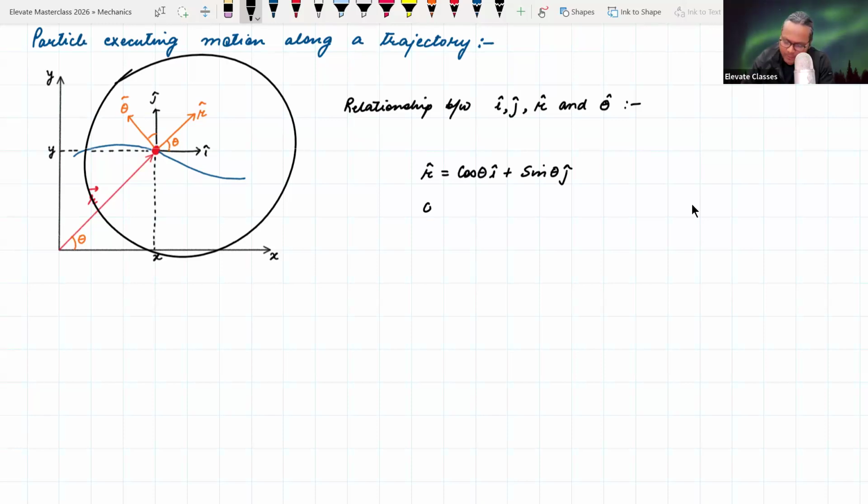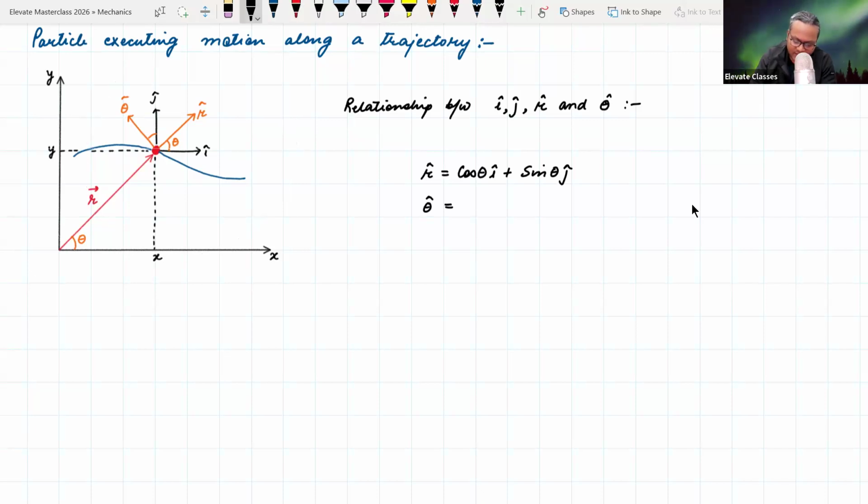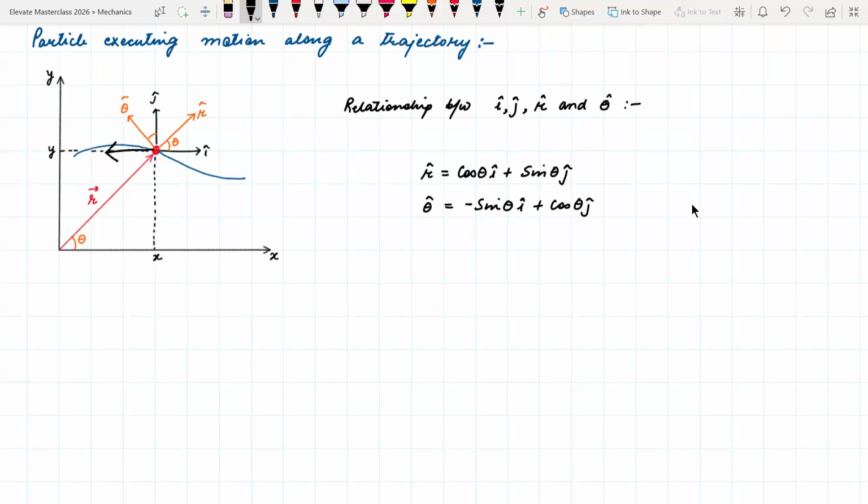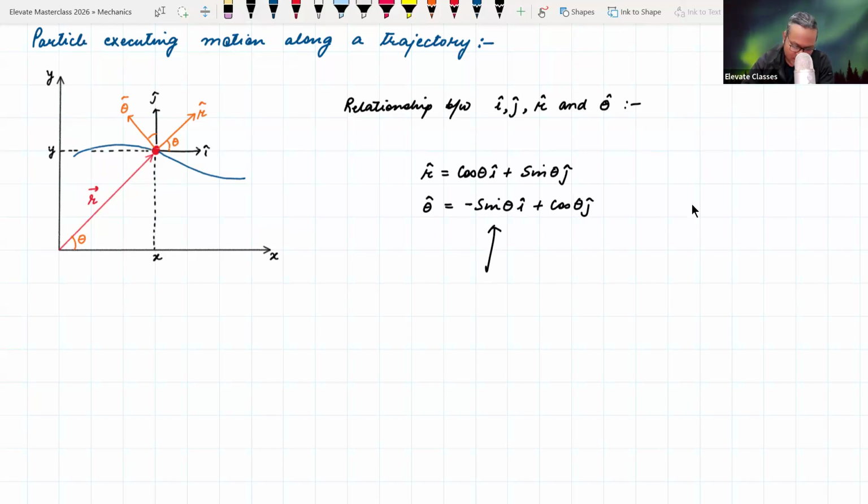And if I write theta cap, theta cap is in this direction, along the negative I axis, so I can write theta cap as minus sin theta I cap plus cos theta j cap. Yes or no? Yes, sir. Minus comes because it is along the negative x-axis. So let's say this is point number 1 and let's say this is point number 2.